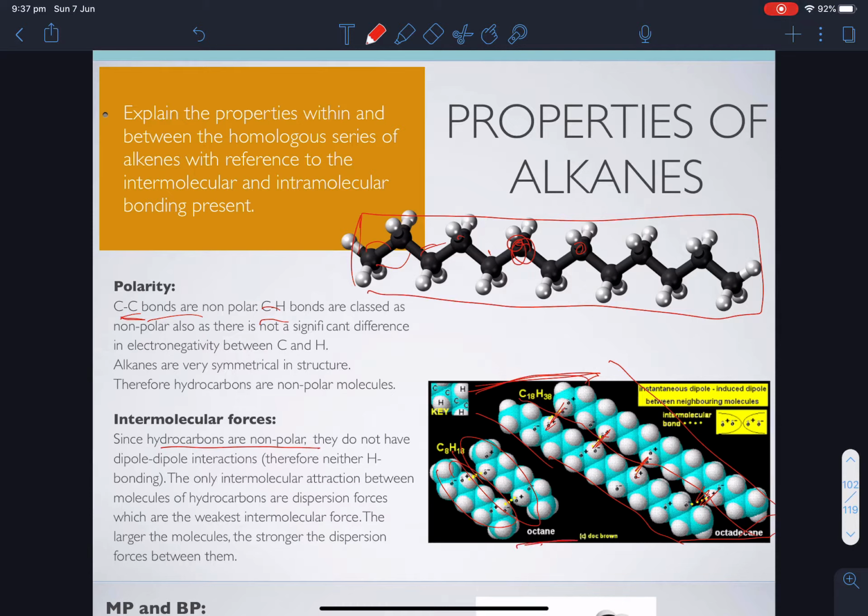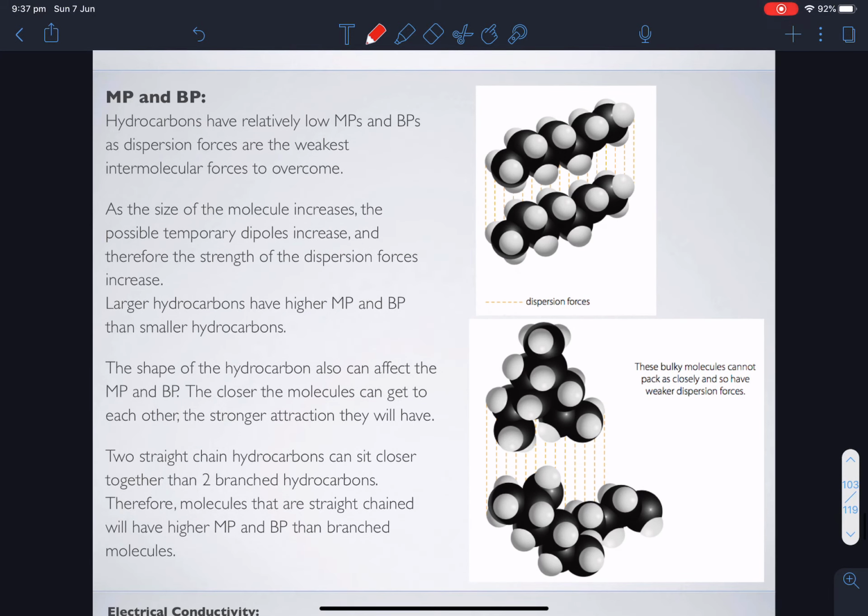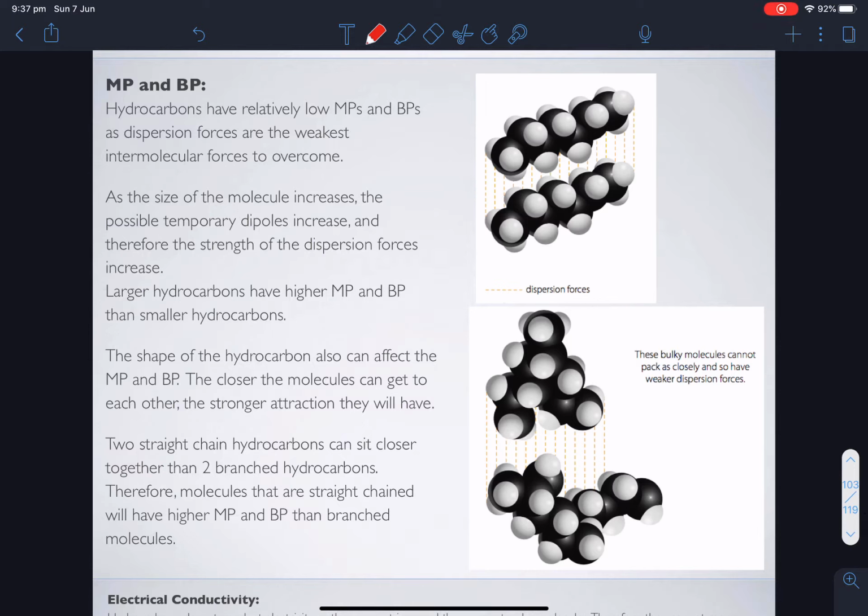So if we're talking about octane and octadecane, they have different properties even though they've got the same intermolecular force there. And these physical properties, like melting and boiling point, change. So hydrocarbons have relatively low melting points and boiling points because they only stick together with dispersion forces, which is the weakest intermolecular force. But there is a variety in there though.